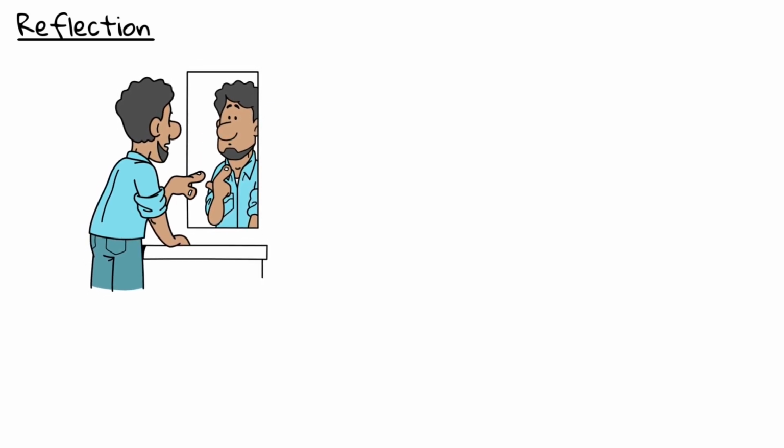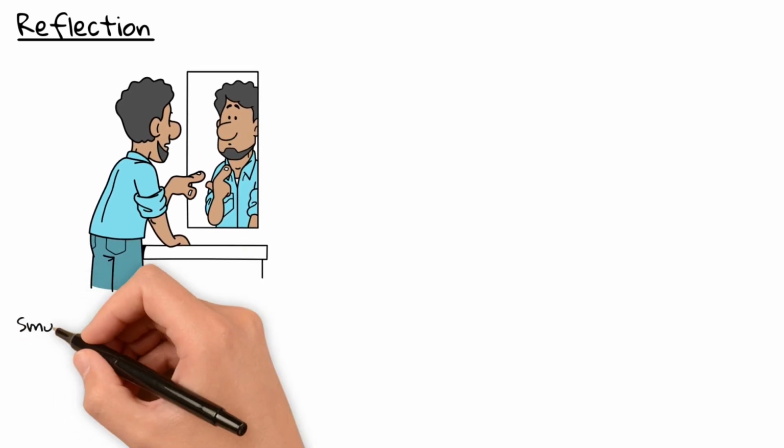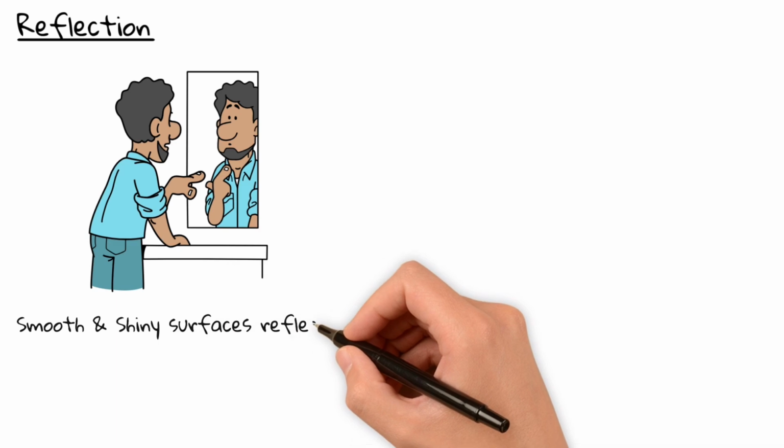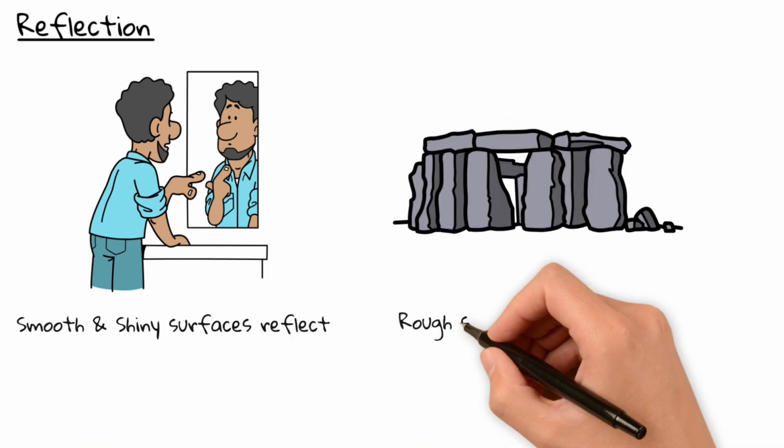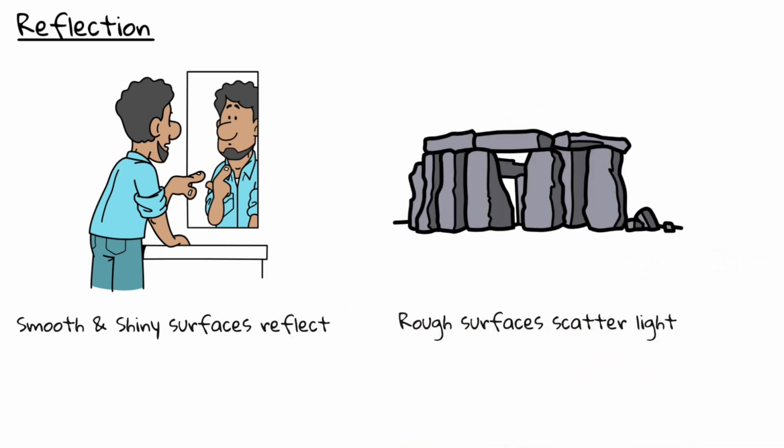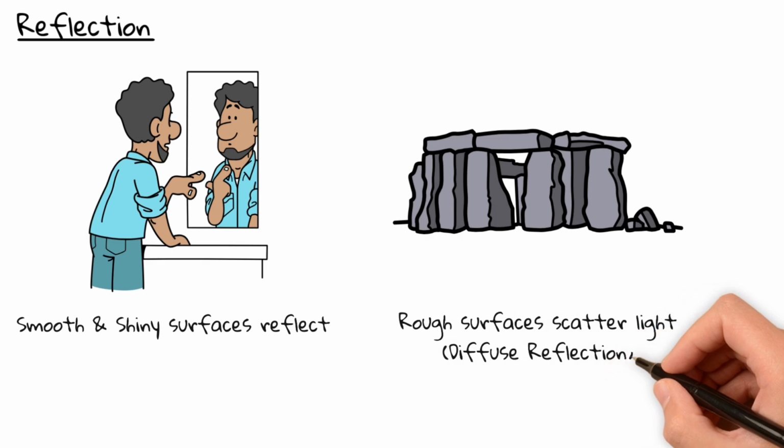But which rays get reflected? It depends on the surface. Smooth, shiny surfaces reflect more light. Rough surfaces scatter it in all directions. This is called diffuse reflection.